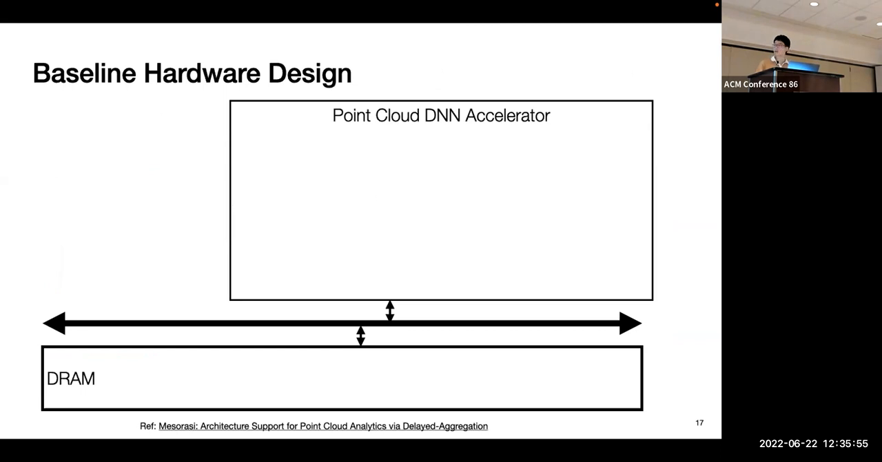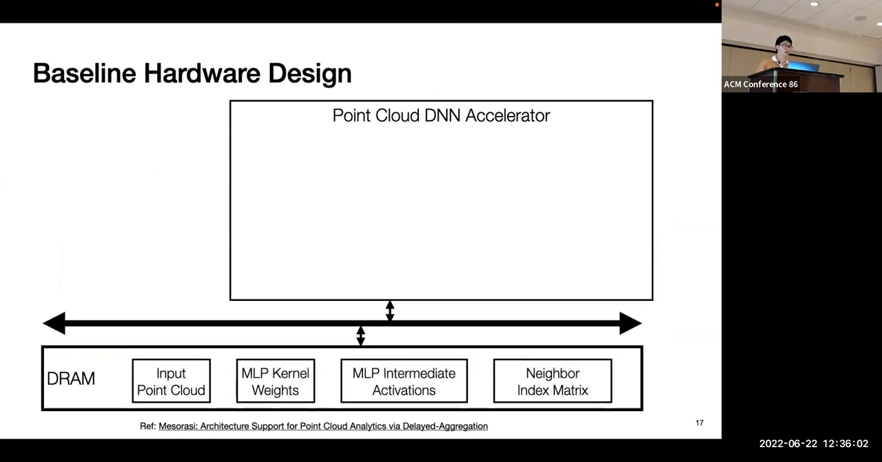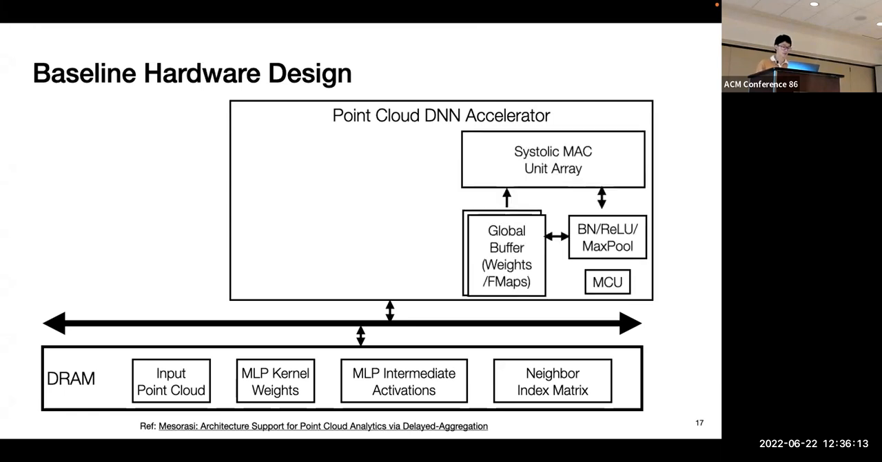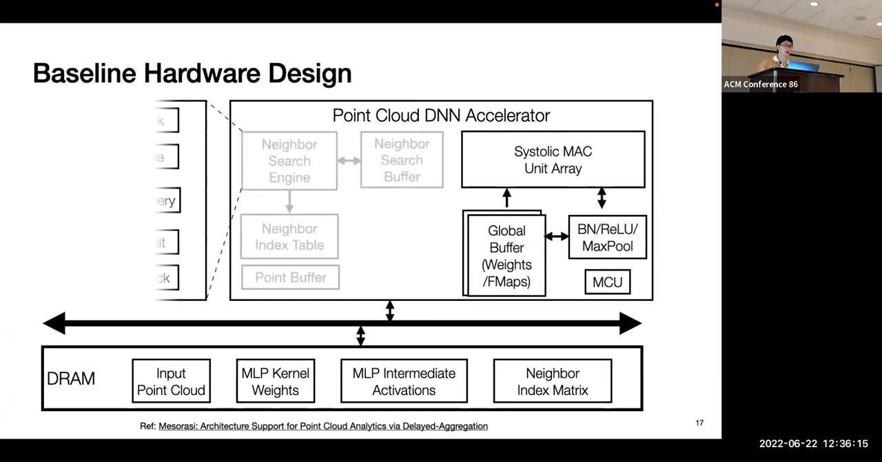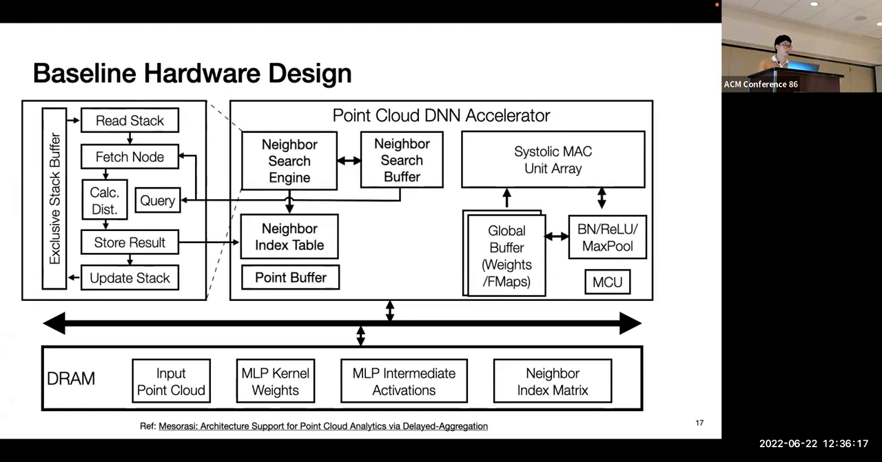Next, we are going to introduce our baseline hardware design. We use DRAM to store input point arrays and neighbor features. On the point cloud DNN accelerator, we follow a similar hardware design as prior work. It has a systolic array to accelerate feature computation and a neighbor search engine to accelerate neighbor search operations. We also reuse an aggregation unit from prior work to accelerate feature gathering steps in feature computation.